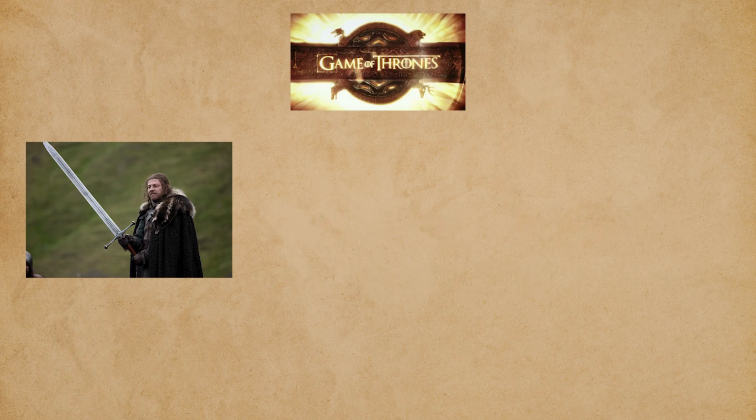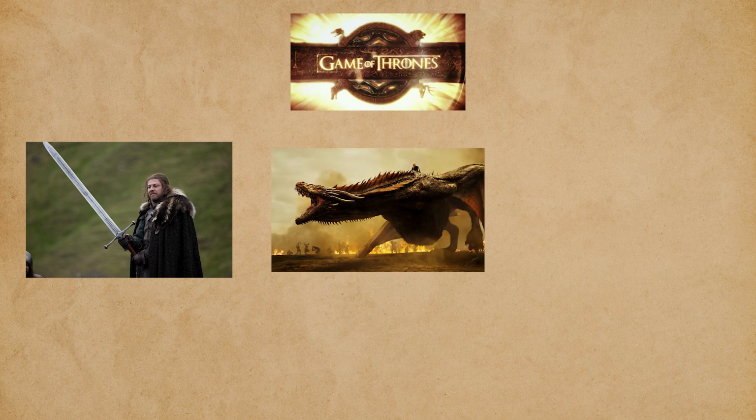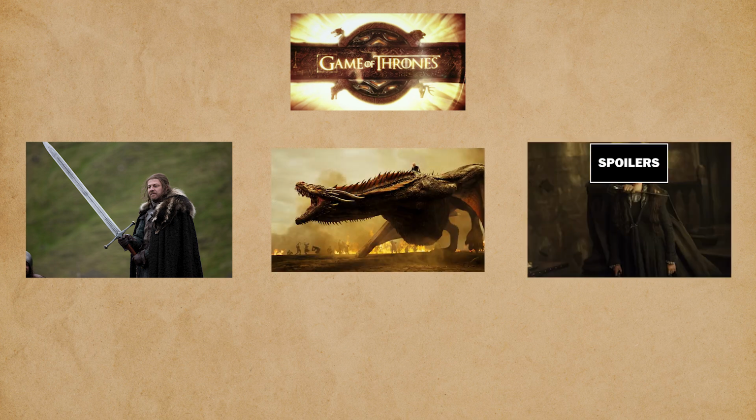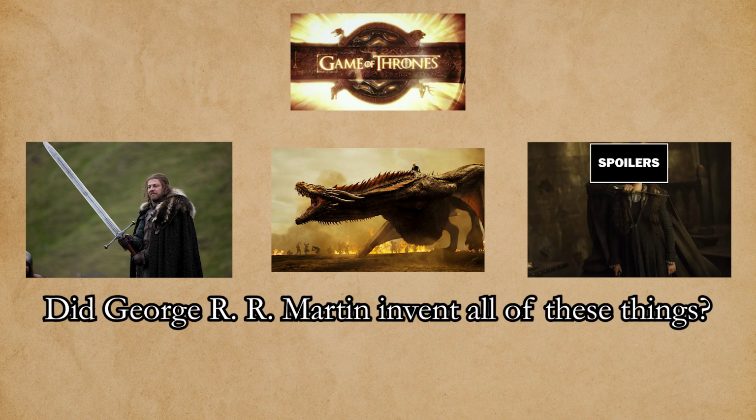Game of Thrones has swords in it. That's from real life. It also has dragons. That's fictional. It also has plots that are similar to real-life historical events. Did George R.R. Martin invent swords, or dragons, or the War of the Roses? No. Would any sane person try to say that he ripped off these historical and fictional ideas? No. In fact, a lot of people would argue that it's one of the most successful and unique fantasy series ever.